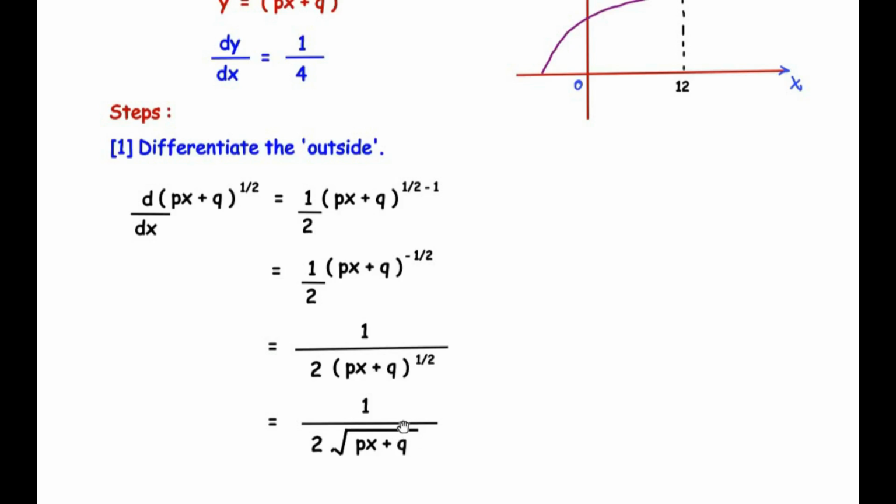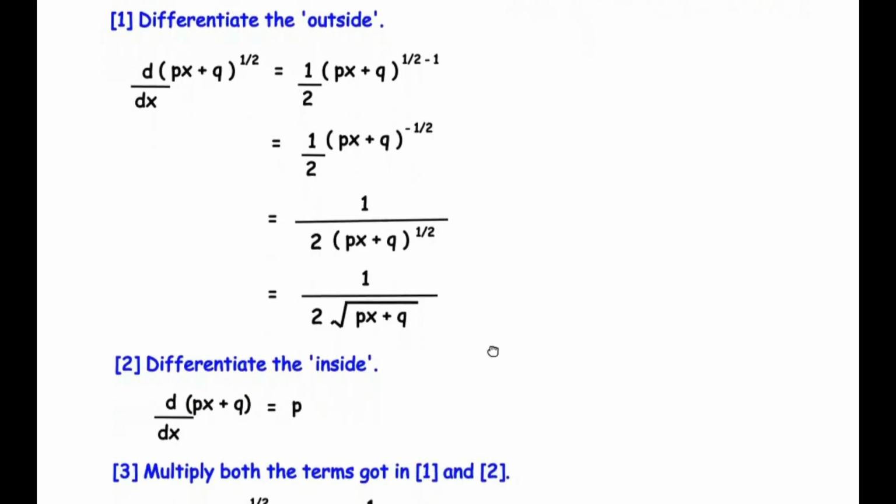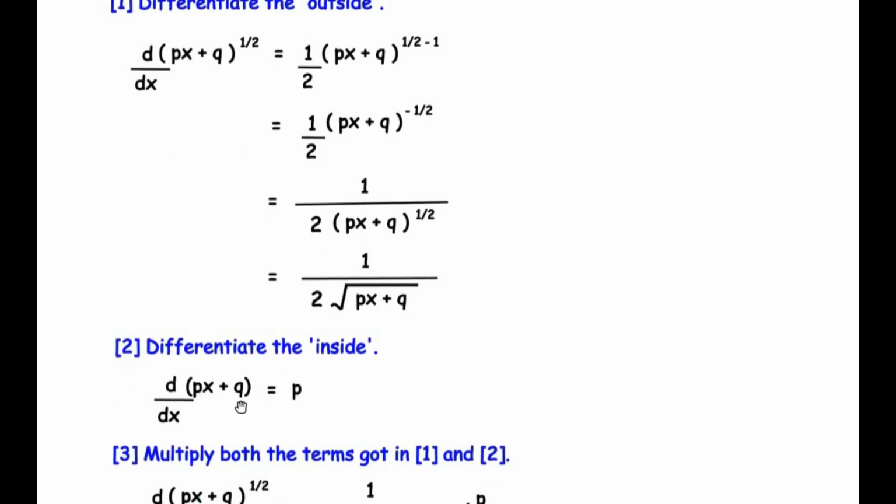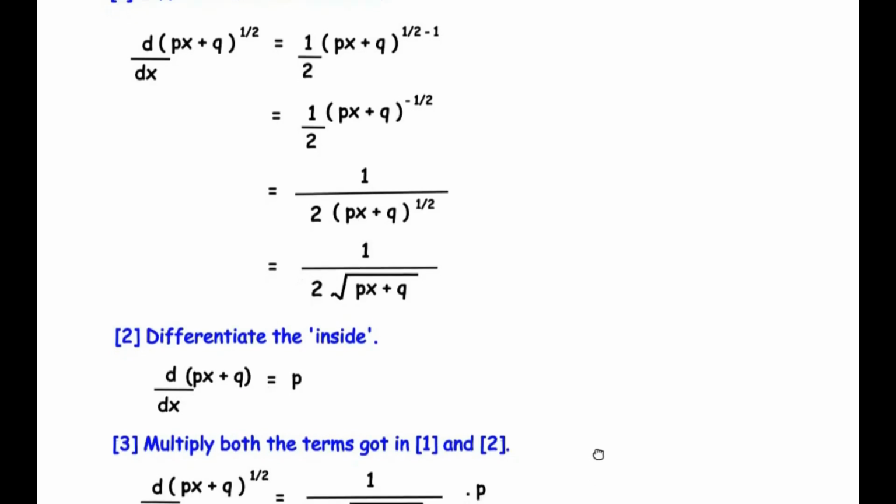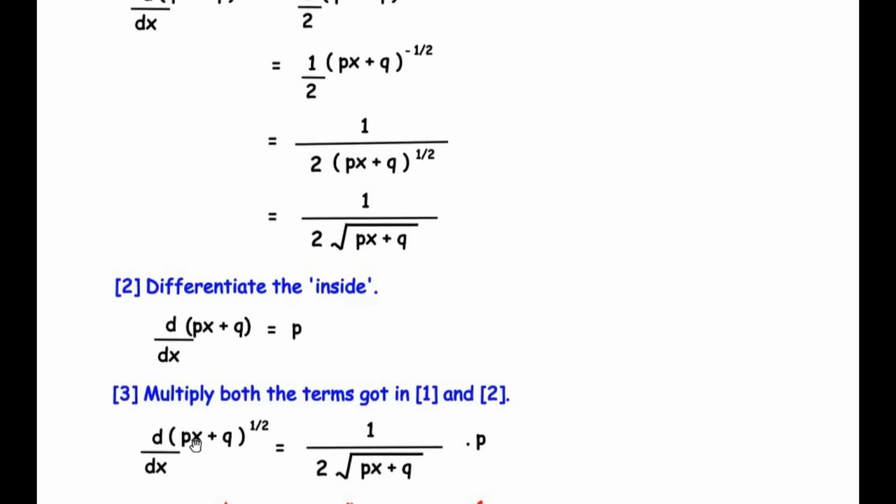Now once we have got this, let us proceed to step number 2, that is differentiating the inside terms. So here, differentiating the inside terms, we get d by dx of (px + q). Now d by dx of px gives us p, and d by dx of a constant, which is q over here, becomes 0. So d by dx of the bracket gives us p. Now step number 3 is multiplication of step number 1 and step number 2 terms. So here we have written dy by dx is equal to 1 over 2 times square root of px + q, times p.